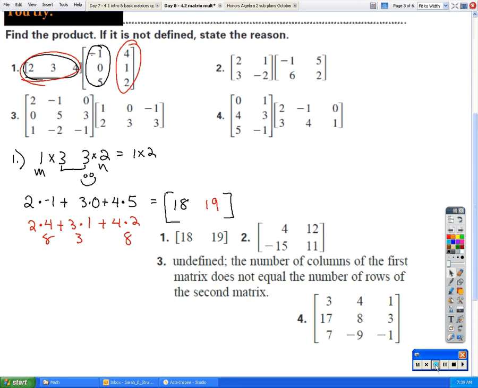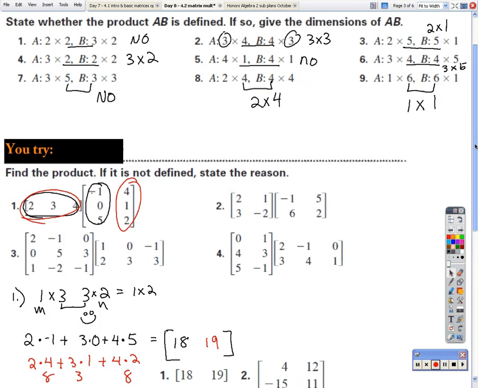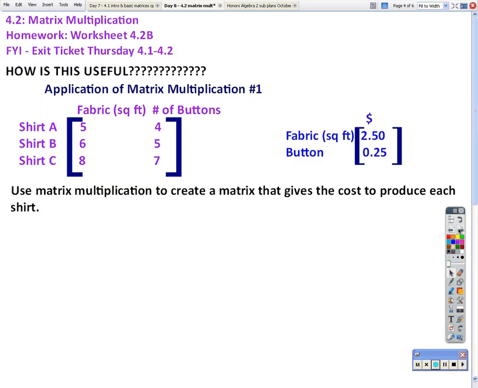Alright, let's take a look at one word problem that we could use to illustrate why multiplying matrices is an important skill. So, let's say we have a shirt company and we are manufacturing our shirts. We have 3 different styles of shirts, maybe they're 3 different sizes, and each shirt style requires a certain amount of fabric, a certain number of buttons. What we're going to do is use matrix multiplication to create a matrix that gives us the cost to produce each shirt.